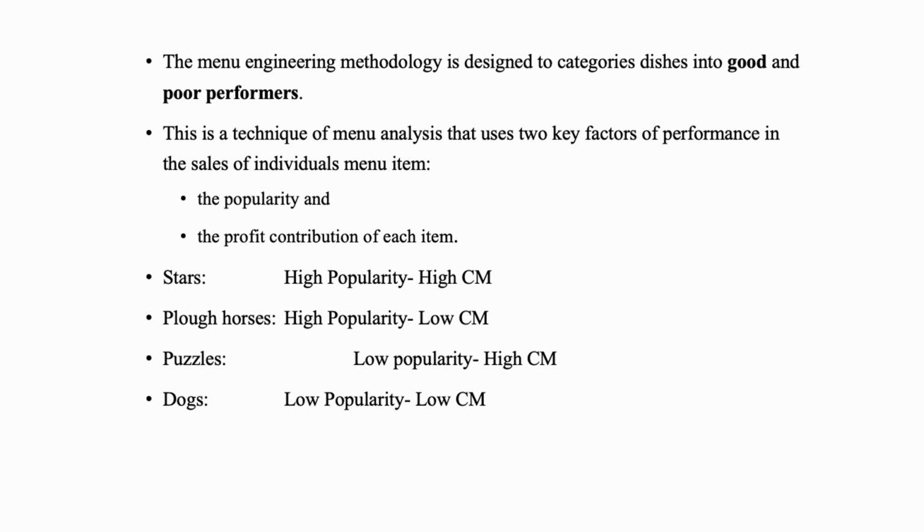There, the stars are known as high popularity and high contribution margin items. The plough horse, high popularity and low contribution margin. The puzzle, low popularity and high contribution. Whereas the dog, low popularity with low contribution margin.